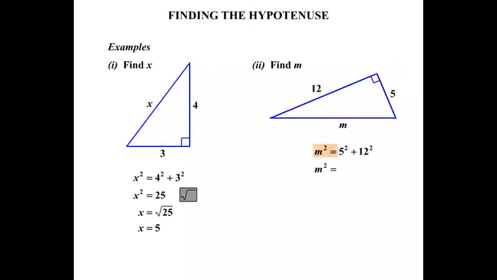So M squared equals 5 squared plus 12 squared. Well, 5 squared is 25, 12 squared is 144. So if we add the two together, we get 169. Now as before, we have M squared equals 169. The opposite of squaring is to take the square root. So if we do that, we get that M equals the square root of 169, and that works out to be that M equals 13.